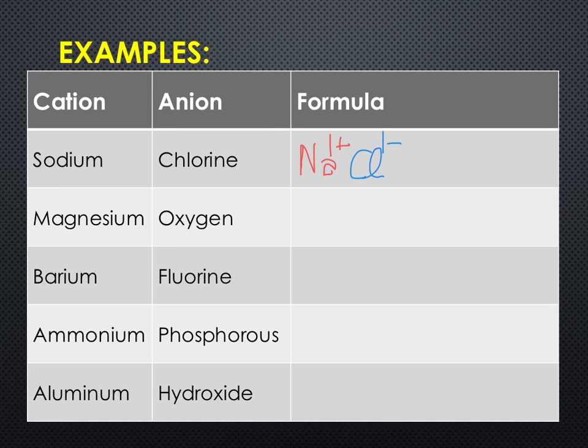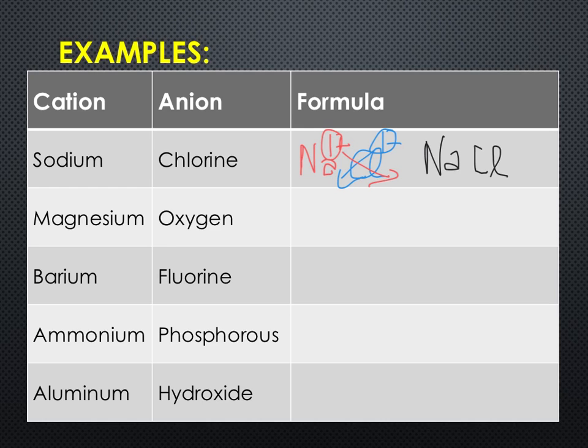Then all I'm going to do now is do my crisscross. So now my 1 becomes here, and my 1 becomes here. And so my final formula would be NaCl. Now we don't write the ones, right? I've told you that before. We don't write ones. It's just assumed.